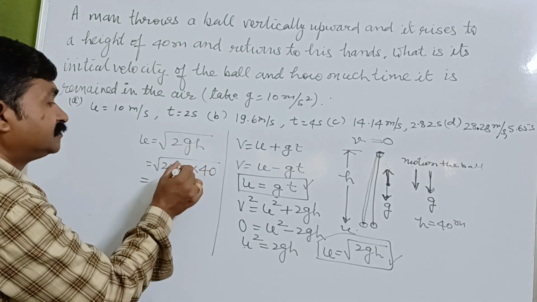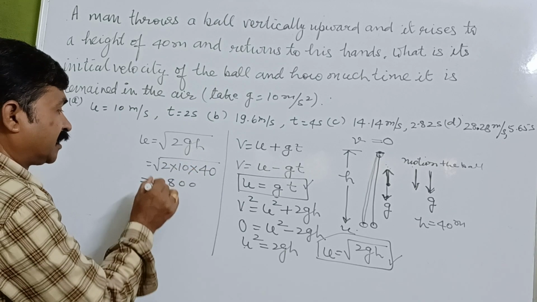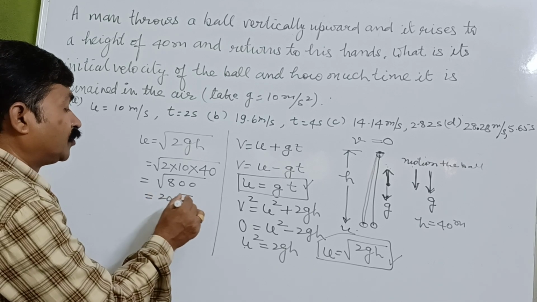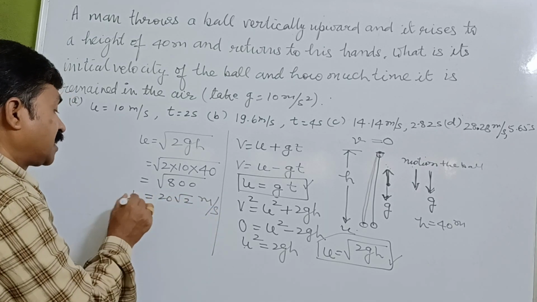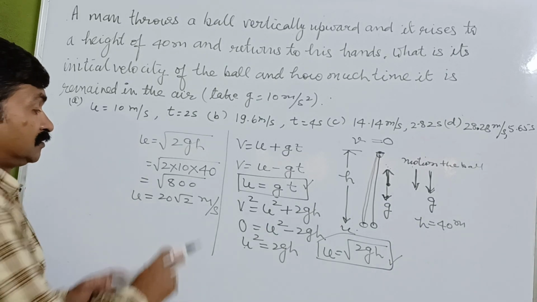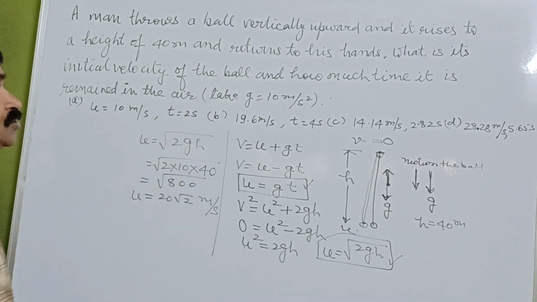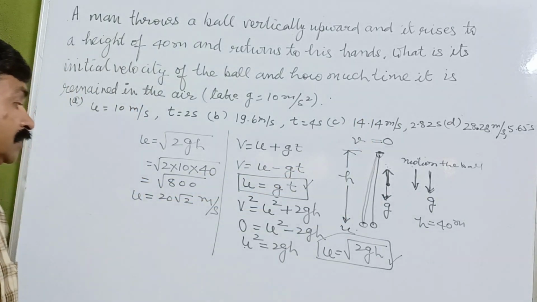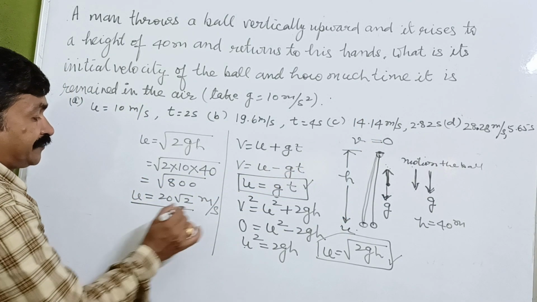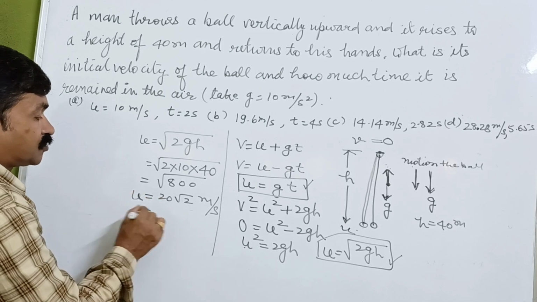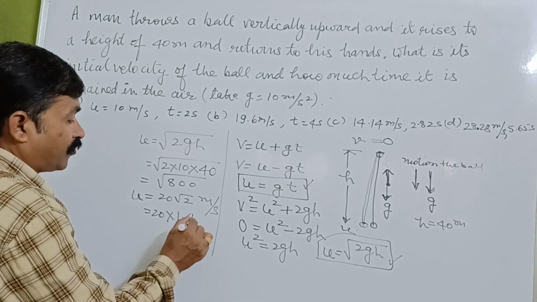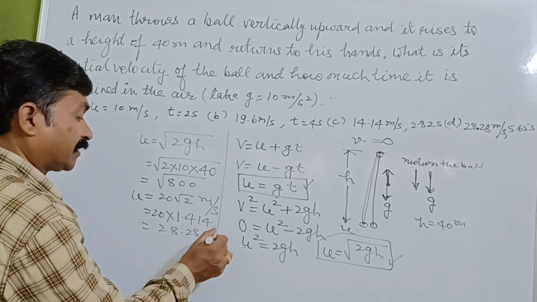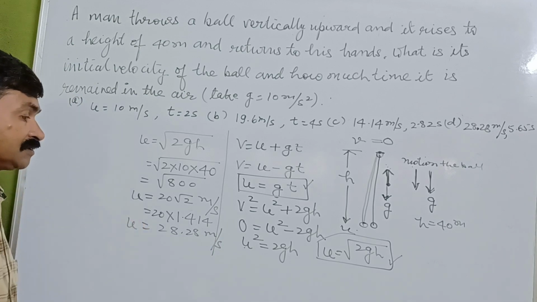Now it is √800, and the final answer will be 20√2 meter per second. This is the initial velocity used to throw the ball in a vertically upward direction. Now we have got one answer. If we substitute u = 20 × 1.414, we will have 28.28 meter per second. This is the initial velocity.